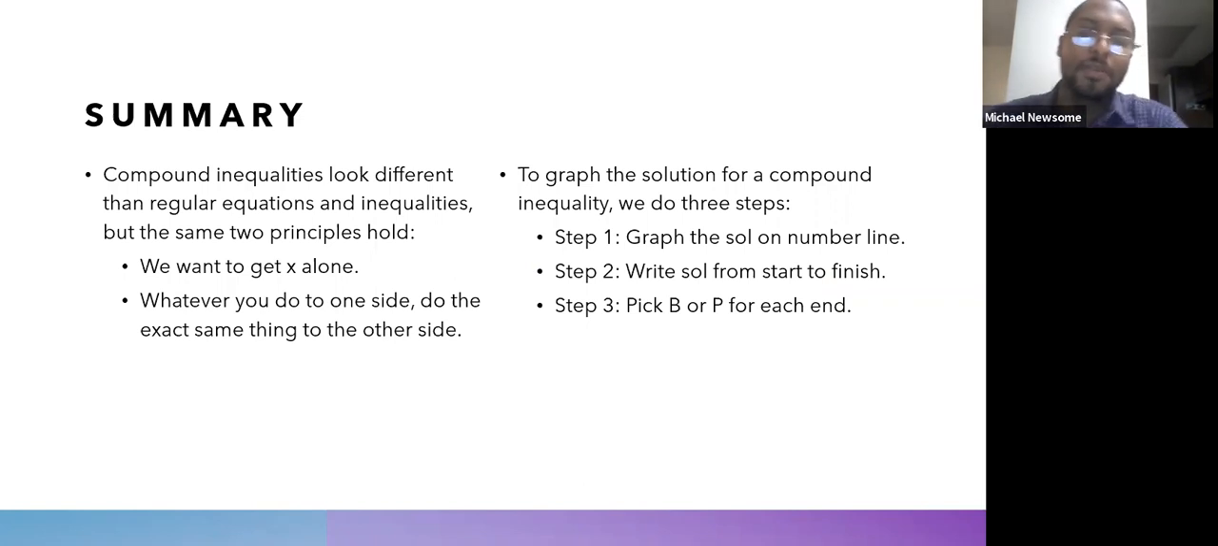And to graph the solution for a compound inequality, we use 3 steps. The 3 steps are, we graph the solution on a number line. In other words, we shade it in, essentially. When I say graph, I mean shade. We write the solution from start to finish, left to right. It's always left to right. We pick B or P for each end. And I believe that's it.